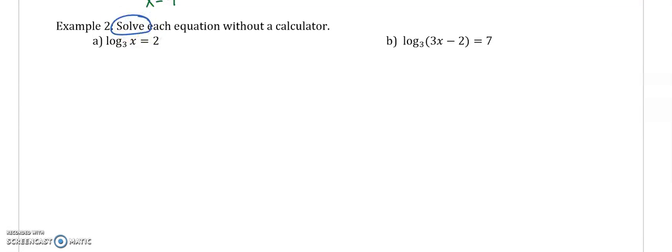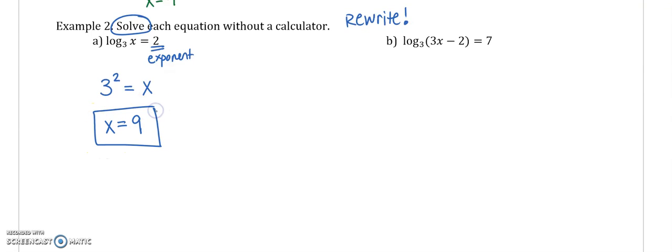Alright, the nice thing about solving logs is as long as you know how to rewrite it, you should be able to solve almost any log equation, especially the ones we're doing today. So rewriting it means this says log base 3 of x equals 2. My base is 3. Remember, whatever a logarithm equals is your exponent. So 3 to the 2, and then it's going to equal x. Well, this one's already solved. 3 to the 2 is 9, so I have x equals 9, and there we have it.